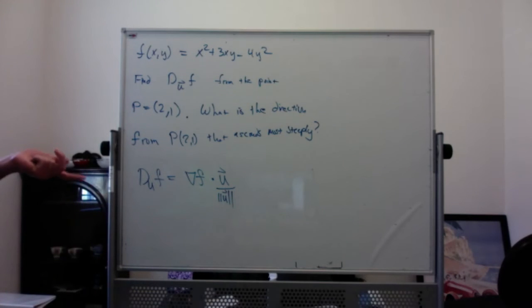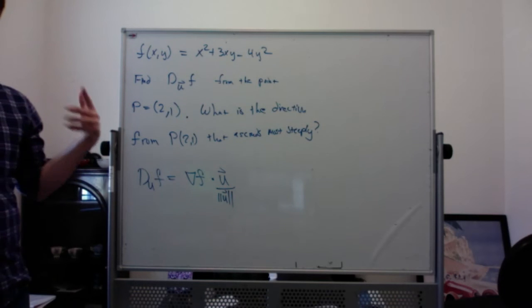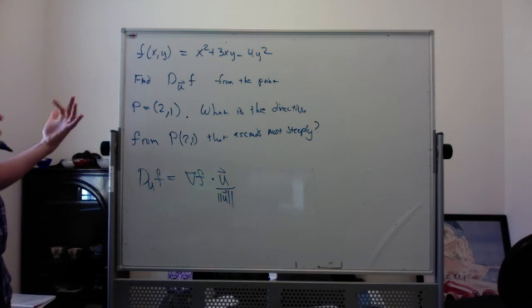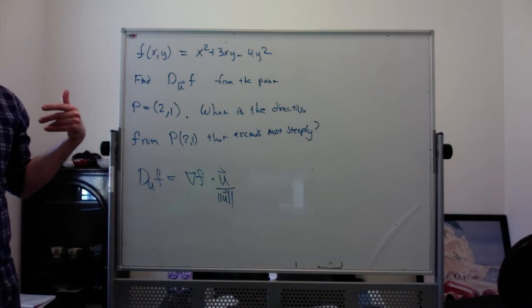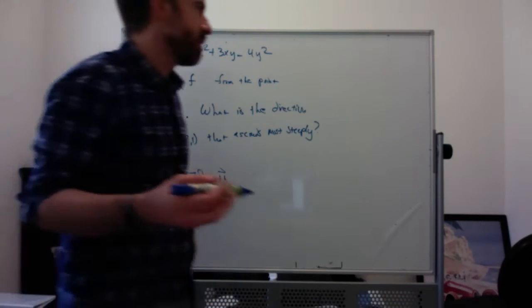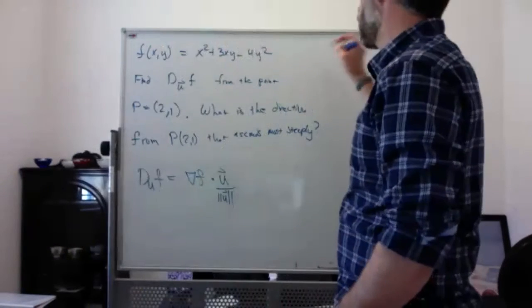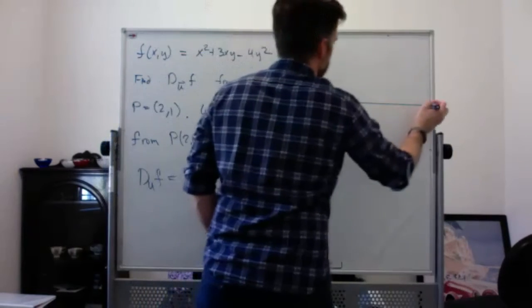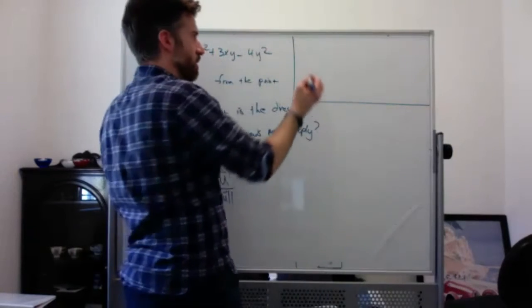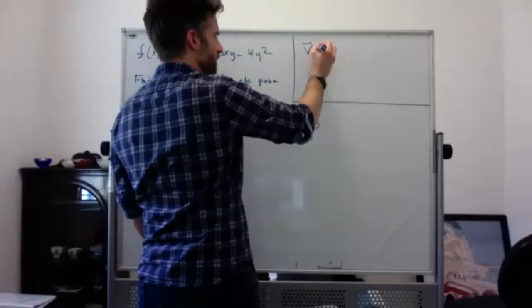But we don't actually know what u is in this particular example. We're trying to figure out what is the vector u that's going to be in the direction that's steepest. So, how do I want to say this? Here's the thing we should have learned in 17B. Yeah, we definitely talked about this in calculus.